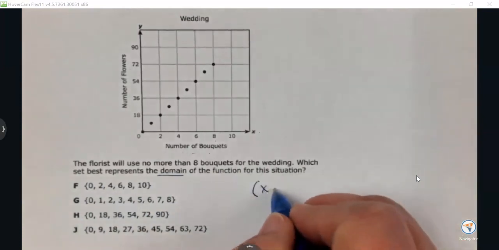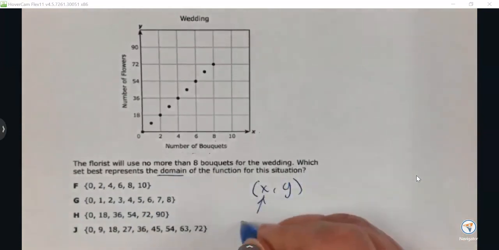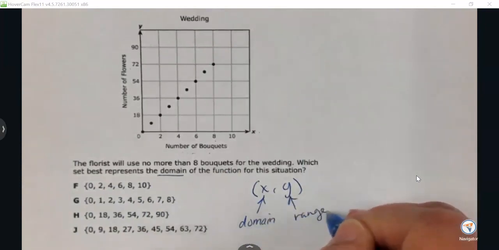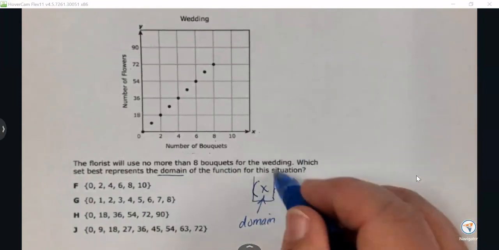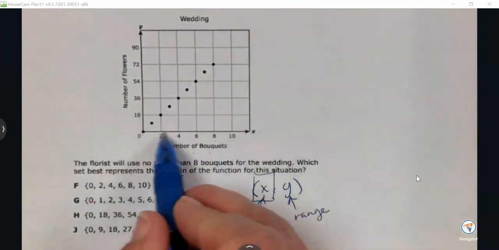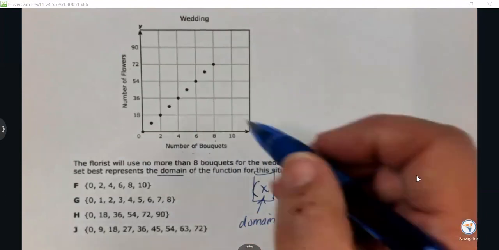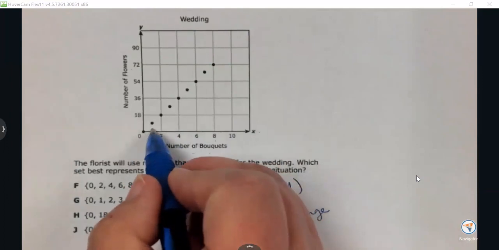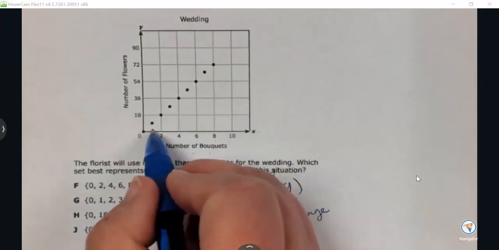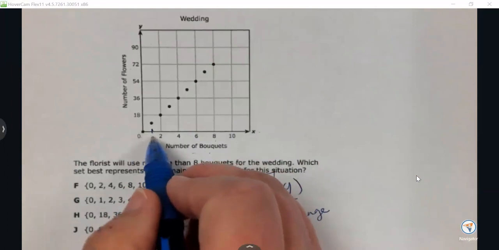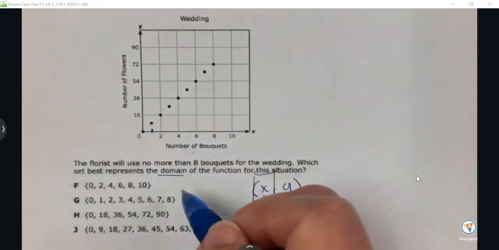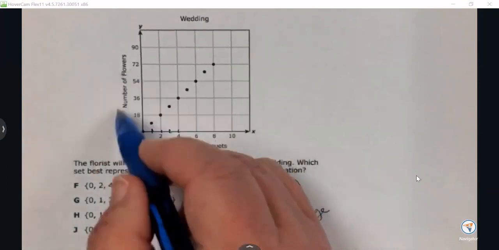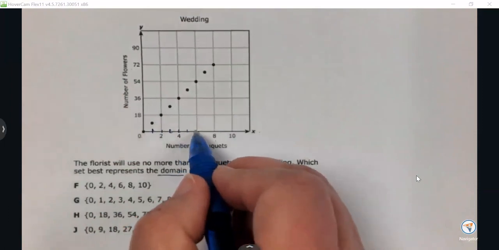Well, we know in an ordered pair, our domain is our X value, and our range is our Y value. So here we're only looking for the X values. If I look at each point here, there is a point at 0. There is a point at 1. Notice this goes by 2, but right there, there's a point, which means if I have 1 bouquet, that takes 9 flowers. There's a point at 2 and 3 and 4. It doesn't matter what Y is right now because it's just asking us for our domain values.